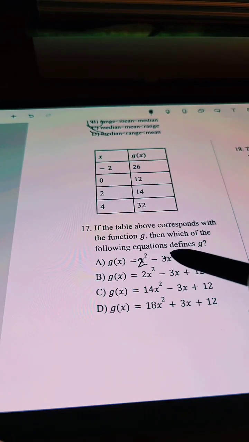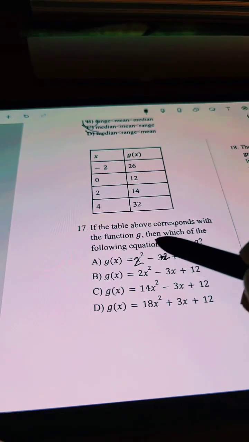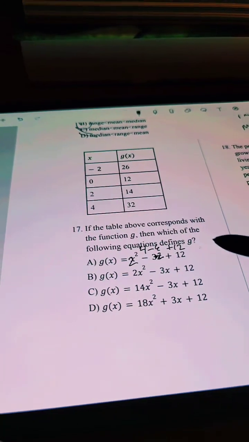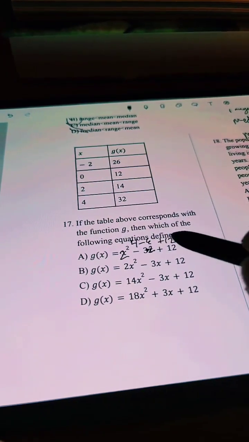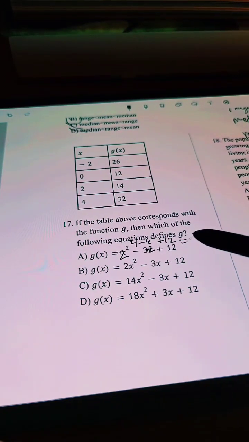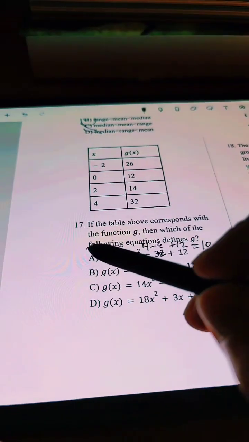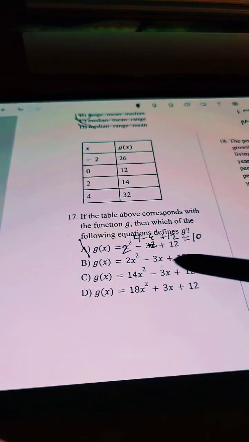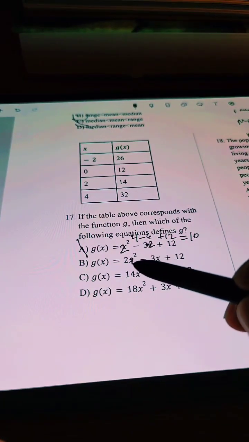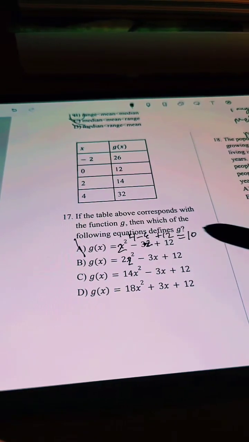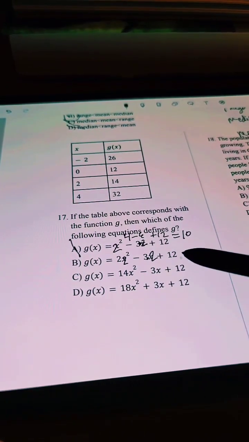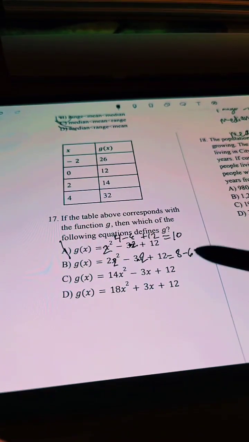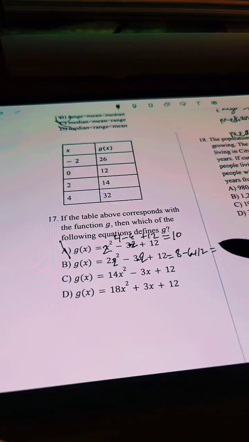2 is going to be in there, then it's going to be 3 times 2. So it's going to be 4 minus 6 plus 12. So that's going to be negative 2 plus 12, which is positive 10. That's not 14, so it can't be that one. So now I'm going to go to g of x equaling all of this, and I'm going to plug in a 2 there. So it's going to be 2 times 2 squared, and then 3 times 2 over here. So this is going to be equal to 8 minus 6 plus 12. So that's going to be equal to 14.